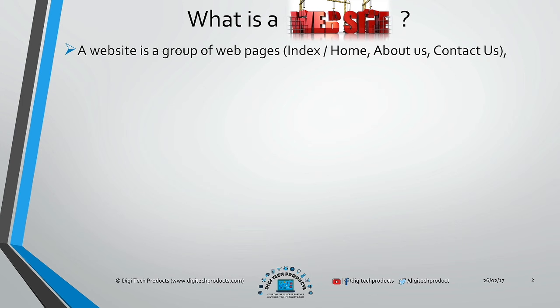So, what is a website? A website is a group of web pages, and the pages are like a home page or an about page or a contact page. Normally, when you get into a website, any website, when you are coming across, there will be multiple pages. So, a website is a group of web pages.